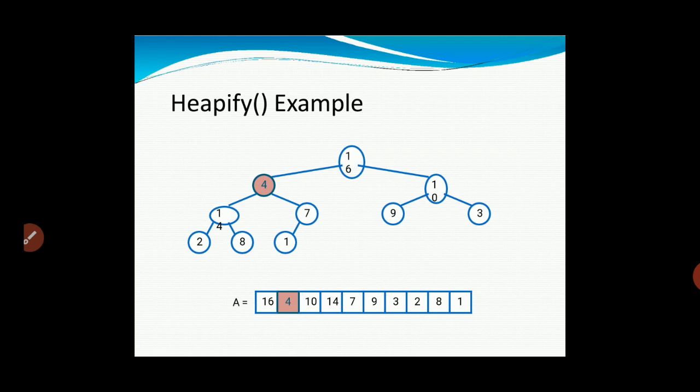Then he checks: first the left side and the right side, and 14 is greater. After checking that 14 is greater than 4, he does not swap immediately; he compares with 7 also. Then he swaps: 14 goes to the 4th position and 4 goes to the 14th position. Then we get this array: 16, 14, 10, 4, 7, 9 and so on. This is the max heapify step.